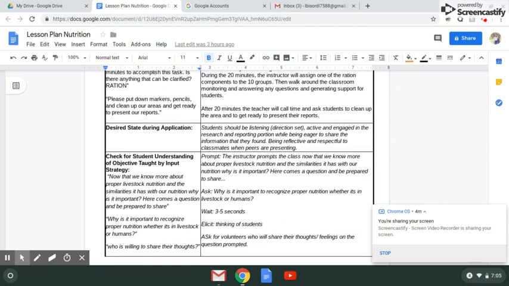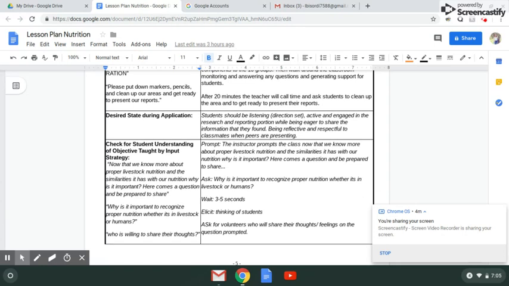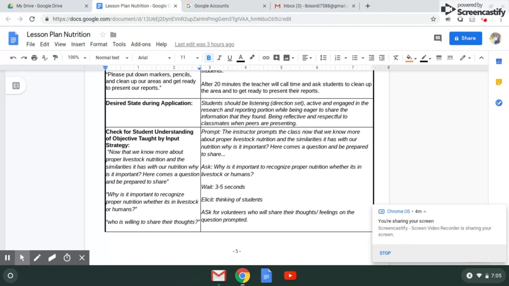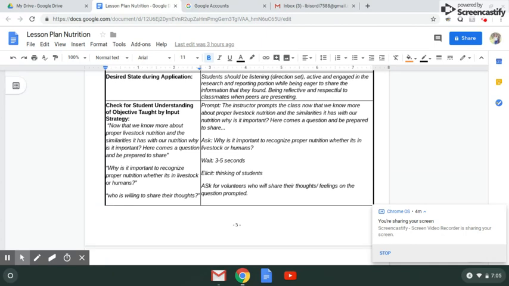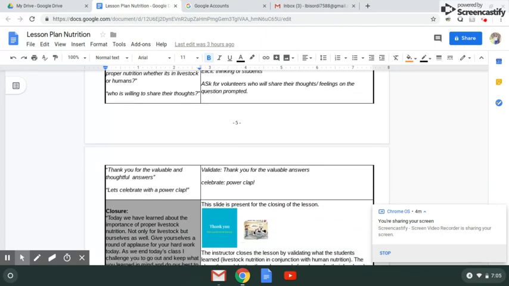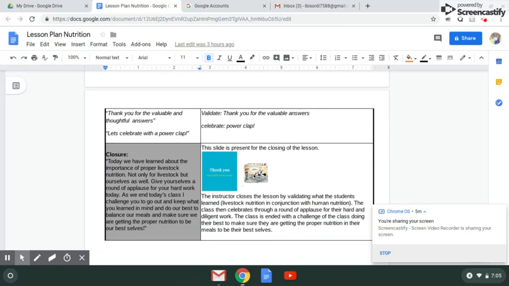Lastly, we want to reflect on, now that we know about it, why is it important? That's the most important thing to close out the lesson with: how does it relate to us and why? Why should we really be paying attention, and why do we need to know this? Lastly, closing out our lesson with how important it is to be our best selves with proper nutrition. And this doesn't only apply to livestock, but it applies to us as well.